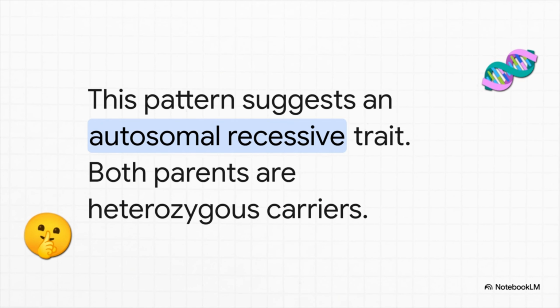That pattern is the classic signature of an autosomal recessive trait. It means that both of those parents have to be heterozygous carriers. They each carry one copy of that recessive allele, but because it's recessive, they don't show the trait themselves. This is the incredible power of pedigree analysis. It reveals the hidden genetic story in a family and helps us predict future risks.